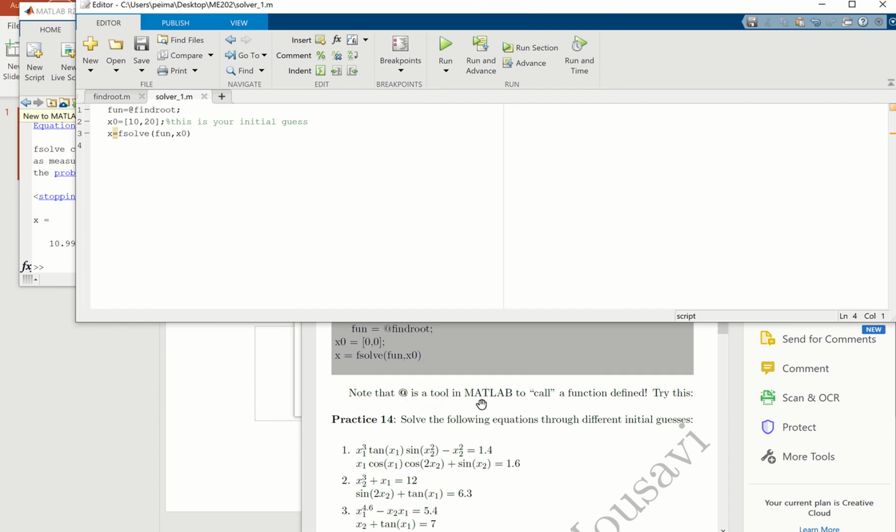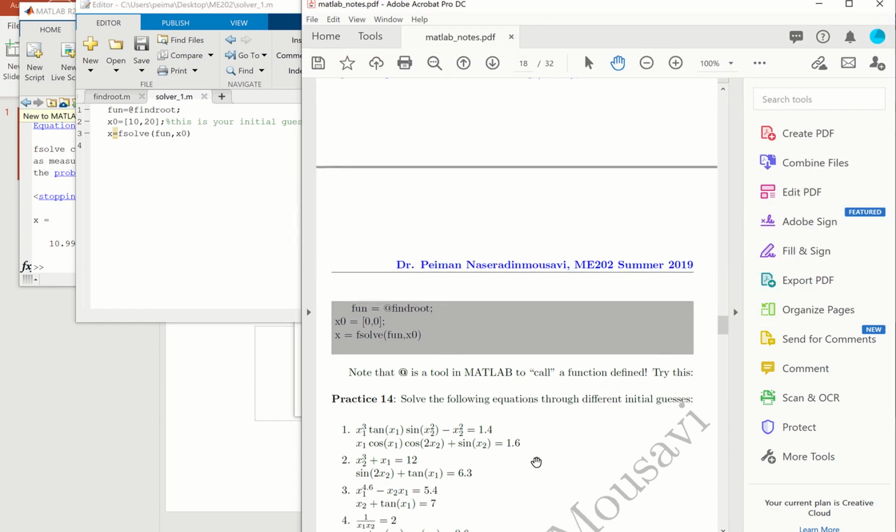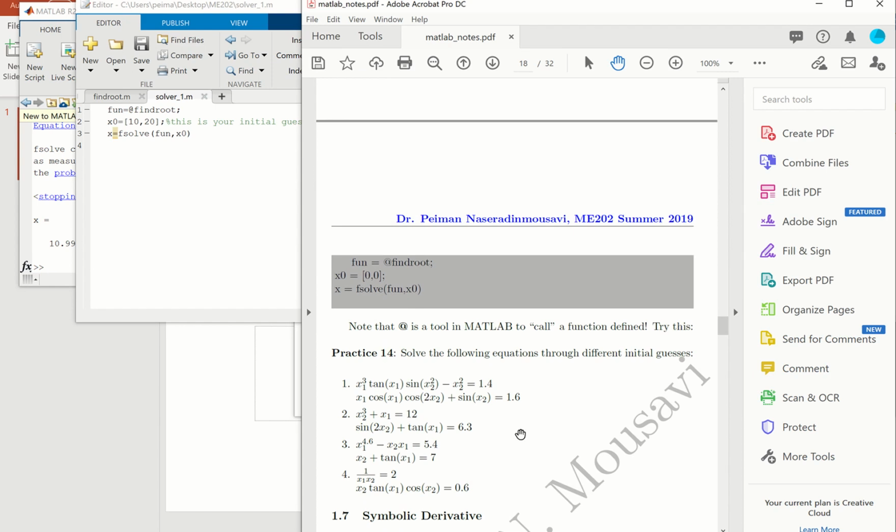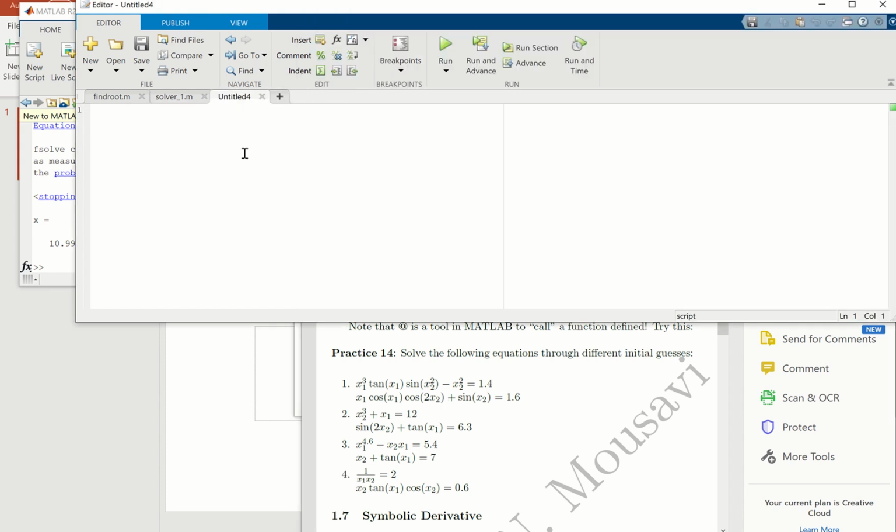Note that at is the tool in MATLAB to call a defined function. So now let's do a few of these, and then you can do the rest as homework. Solve the following equation through different initial guesses. So I'm opening another file and closing these. This is practice for you. You have to type function. So f is equal to, now I say prob1, because this is problem 1, guys.